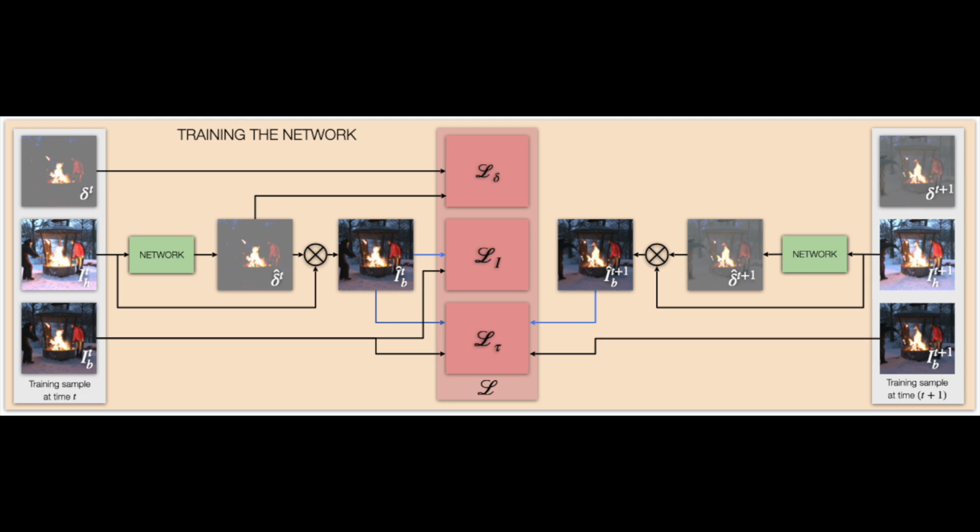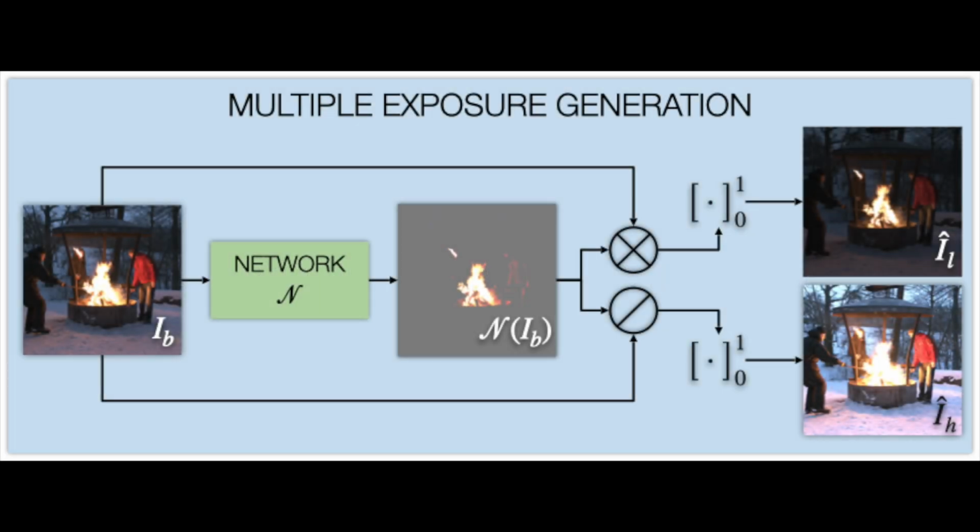Once the network is trained, we predict the delta differences for each frame. If we want to generate a lower exposure frame, we multiply the predicted delta by the input frame. Otherwise, if we want to predict a higher exposure, we divide the input frame by the predicted delta.